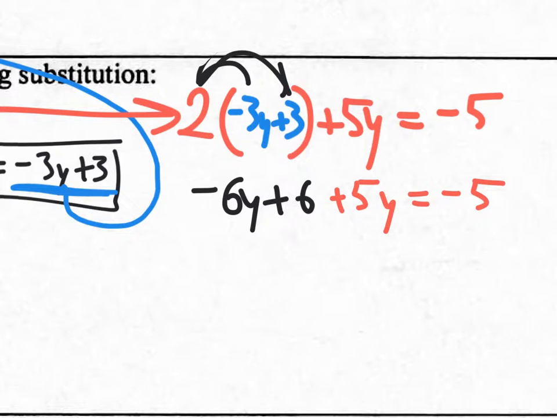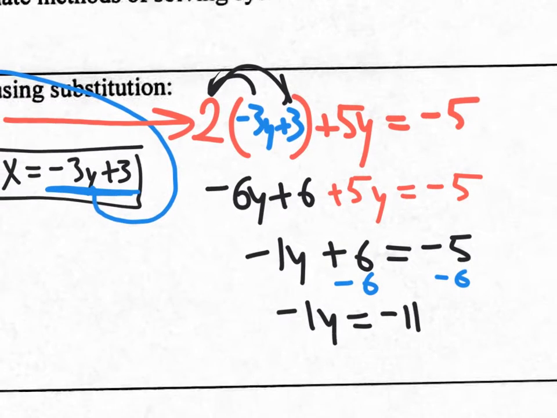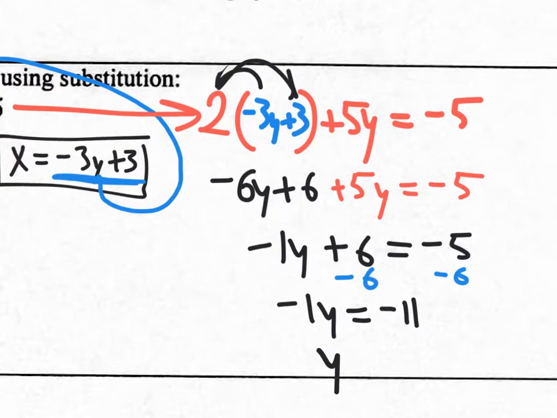And now let's combine like terms on the left side. There's a negative 6y and a positive 5y. That'll give you a negative 1y. Bring down the plus 6, the equal sign and the negative 5. Let's solve for y by subtracting 6 on both sides. You will get negative 1y equals negative 11. Which means what? y equals 11 if you divide by negative 1.